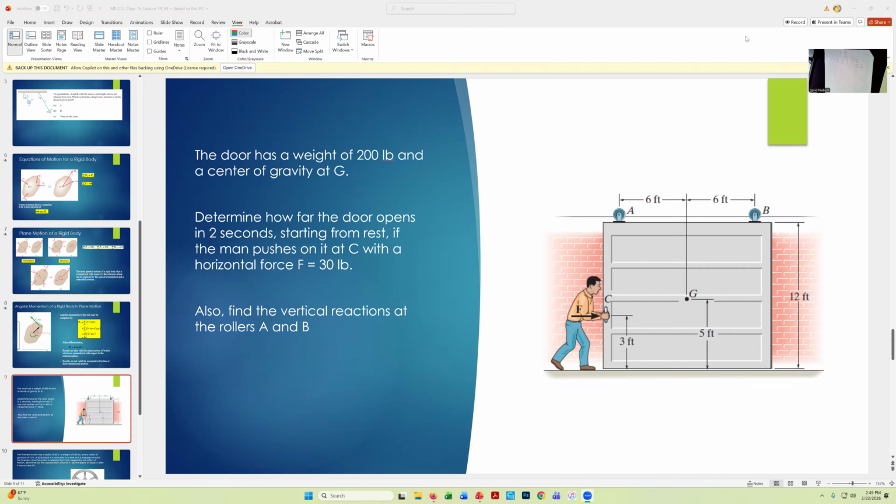if pushed from rest for 2 seconds at a force of 30 pounds, and that's more just a simple F equals ma. But the part that's pertinent to this chapter is finding the vertical reactions at the rollers A and B. So pause this, write it down. This problem is also on the course notes for last week, which should have extended to Friday. So take a look, and now let's go ahead and try to solve it.